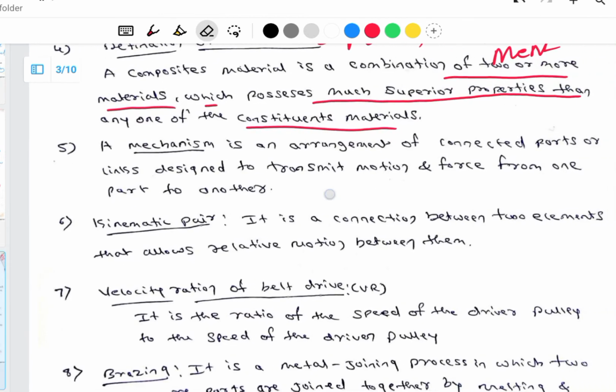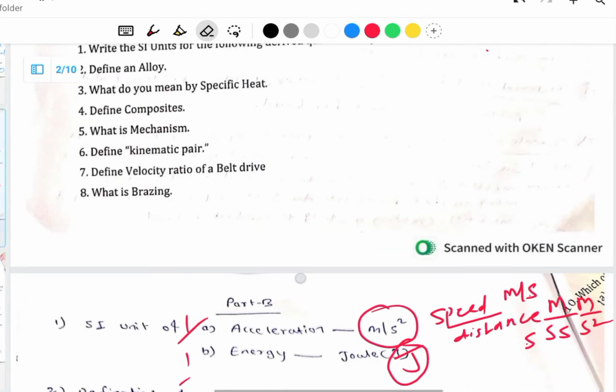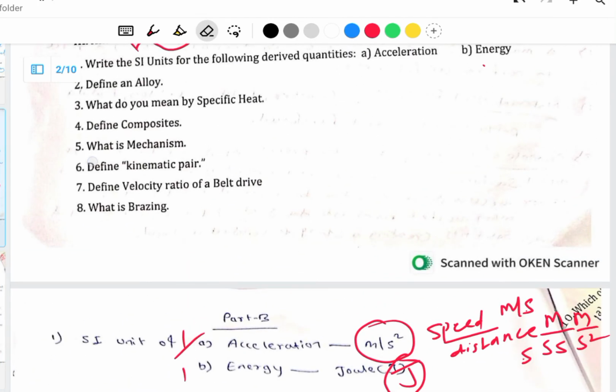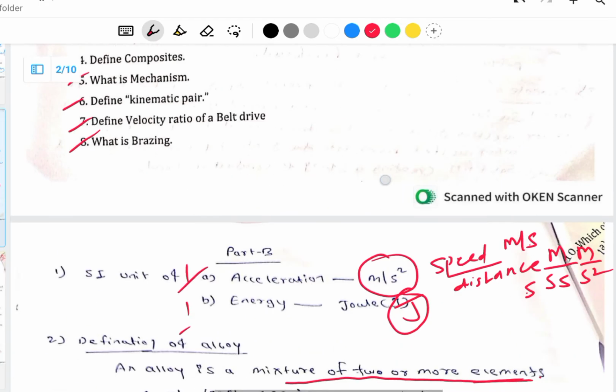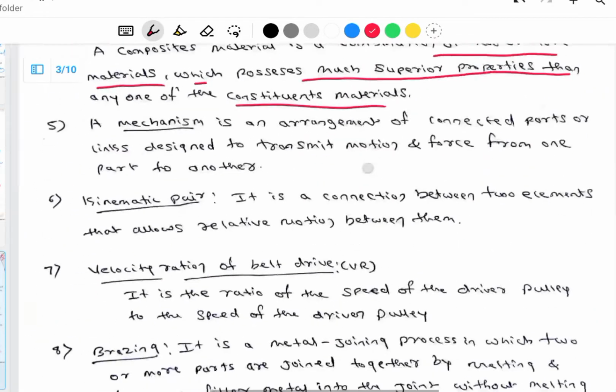The next, the fifth question. What is a mechanism? What is a kinematic pair? What is the velocity ratio in belt drive? What is bracing? Okay, next we are going to see.